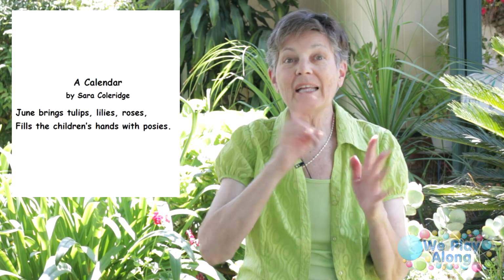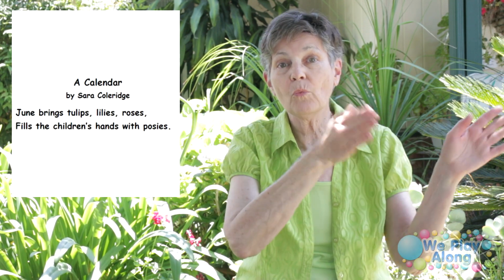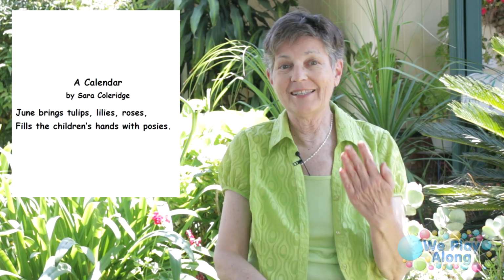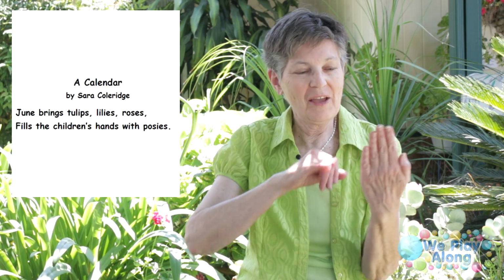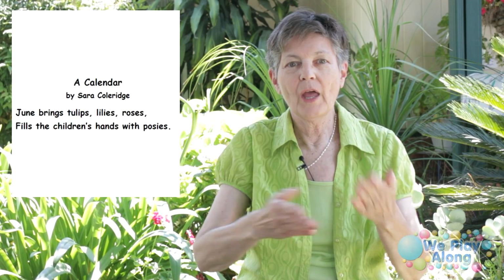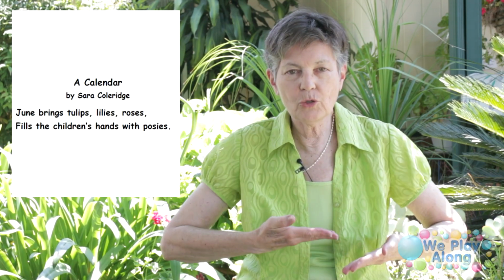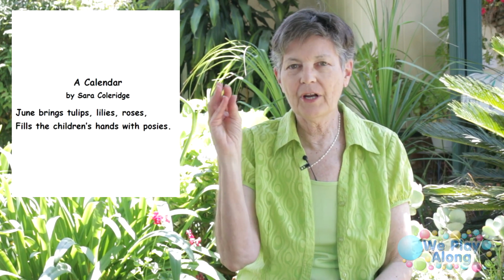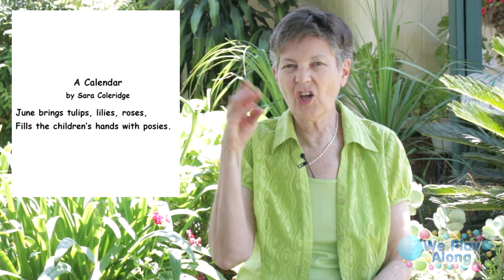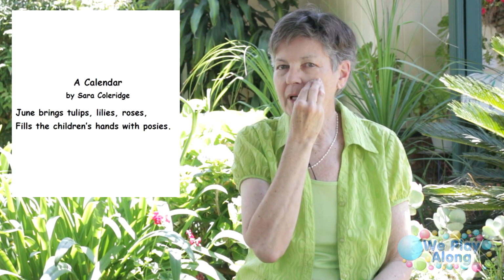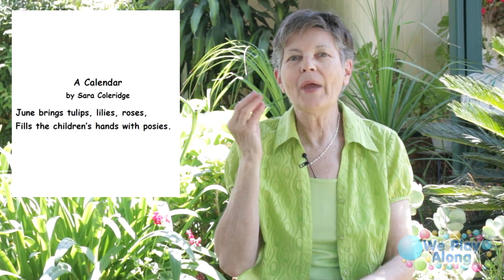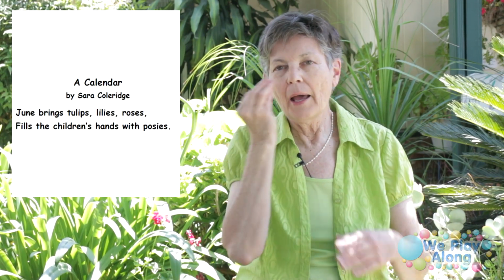So, and this is by Sara Coleridge. So we've done one of her poems every month. This is our June stanza. Okay, so June brings, so you're going to bring your hand towards you, and June is all about flowers. So the sign for flower, you're going to cup your hand like this, it's called a flattened O, and we're going to go from one side of our nose to the other because that's what we do, we smell flowers, right? So we have tulips and lilies.